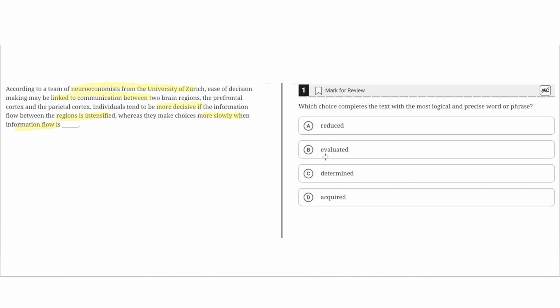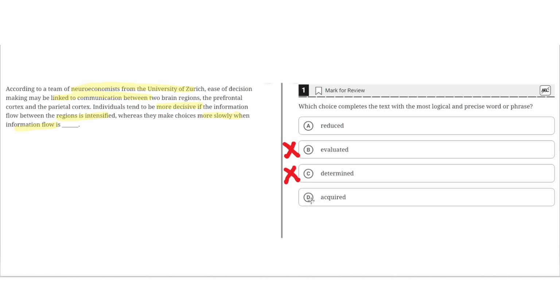B, evaluated. This is incorrect, because evaluated means assessed, but this wouldn't make sense in the context of this sentence, where it would imply that they make choices more slowly when information flow is assessed, so B is incorrect. C, determined. This is incorrect, because determined means judged, and like B, this wouldn't make sense in the context of this sentence. So C is incorrect.